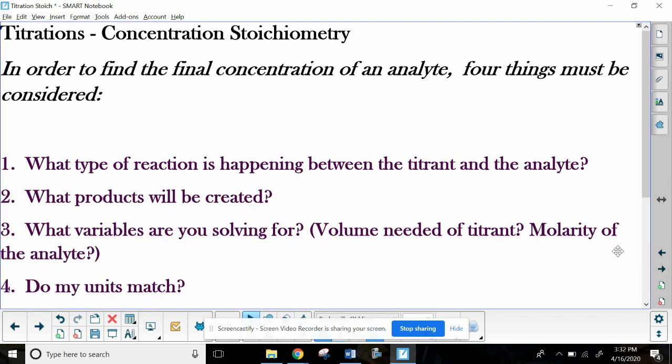So when we're doing concentration stoichiometry for titrations, we need to think of four things. Thing number one is we have to decide what type of reaction is happening between the titrant and the analyte. Second thing we need to consider is what products will be created. Third thing we need to consider is what variables we're looking for, and I'm going to show you a nice little way to organize that and set it up. And I have to make sure my units match. I have to make sure my volume is in liters. I have to make sure my concentration is in moles per liter, and so on and so forth. So on the next slide here, we're going to do an example problem.